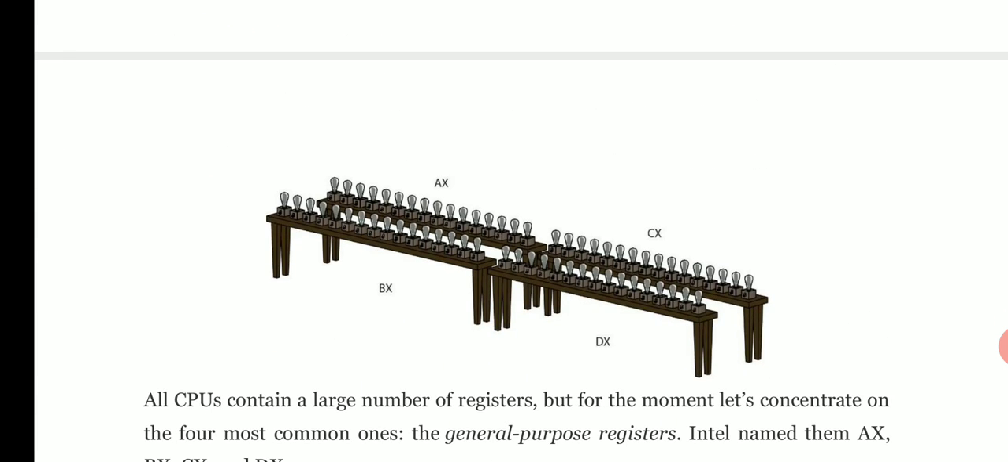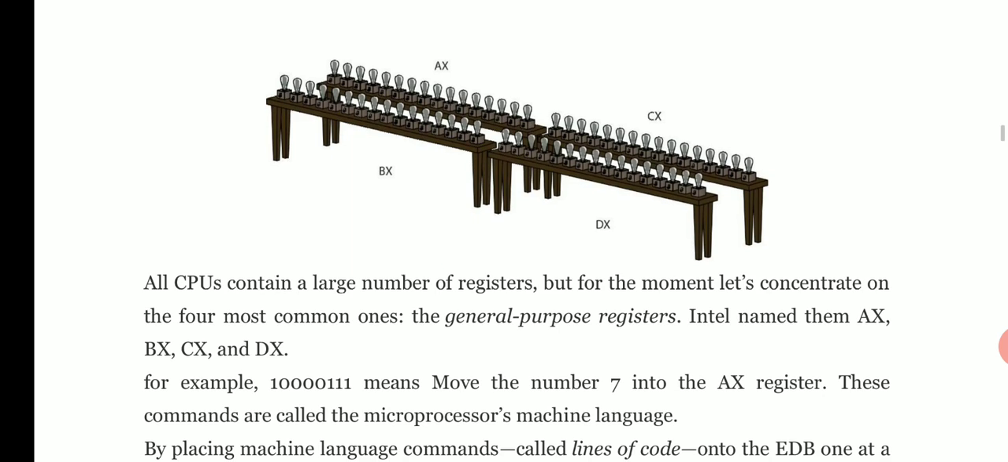So these are typical registers. All CPUs contain a large number of registers, but for the moment we just concentrate on the general purpose registers. There are 4 general purpose registers. Intel named them AX, BX, CX and DX.